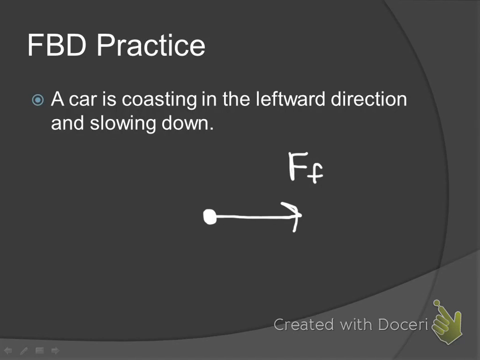Do we have any vertical? What do we have? F sub g and F sub n. So what do we know about these two forces? They're equal to each other because this car is not bouncing. It's not accelerating in the upward direction, so we know F sub g is equal to F sub n. And we know that our frictional force is the only force that's acting in the horizontal direction.